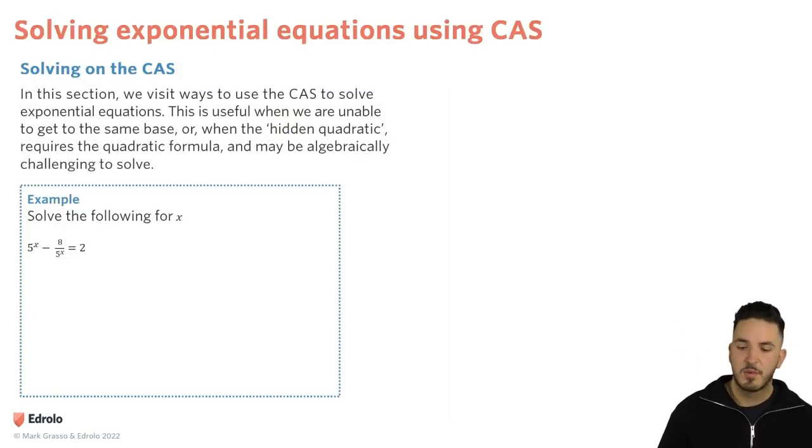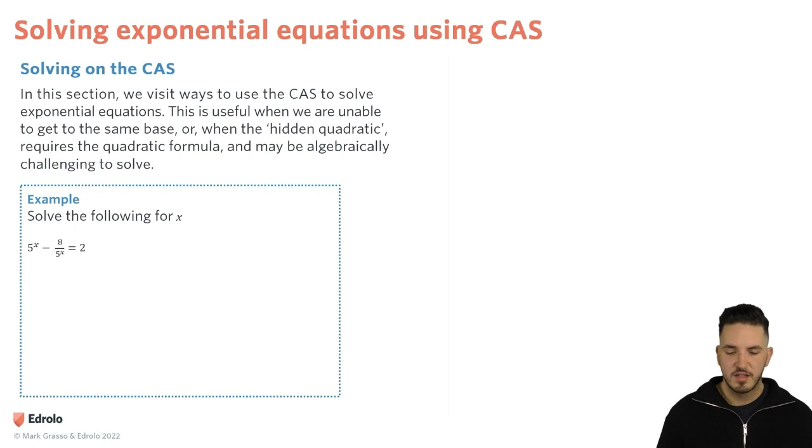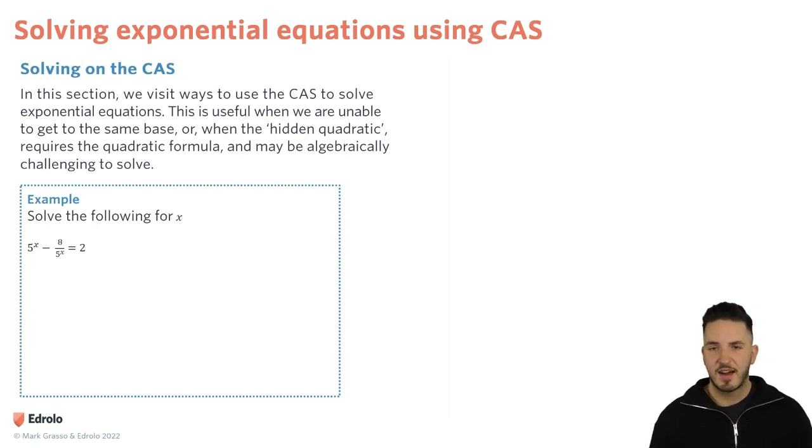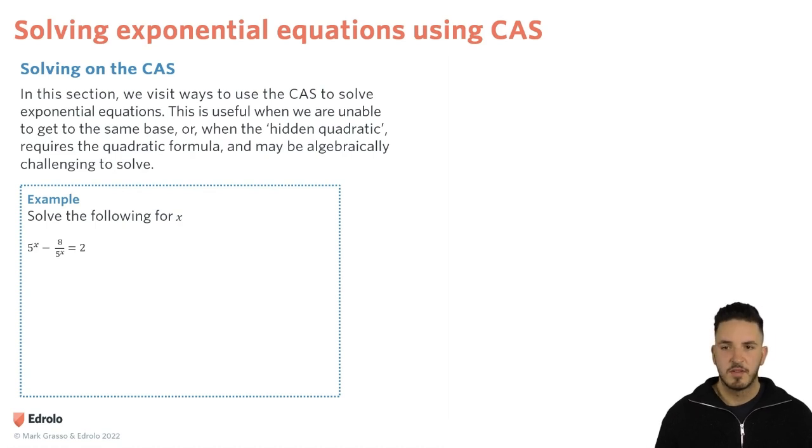So, solving exponential equations using the CAS. In this section, we're going to visit ways to use the CAS to solve exponential equations. This is particularly useful when we're unable to get to the same base, or when the hidden quadratic requires the quadratic formula and may be algebraically challenging to solve. In the cases previously, as challenging as the hidden quadratic questions are, sometimes we might not be able to solve the quadratic easily, and we may need our CAS to solve this as well.